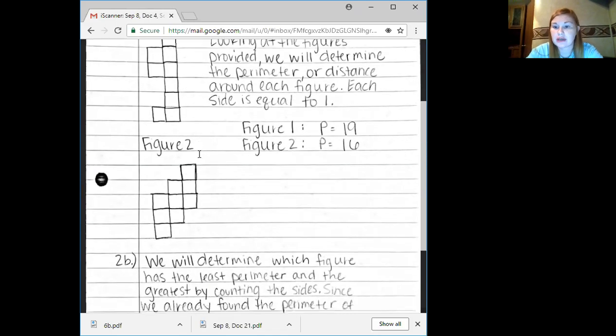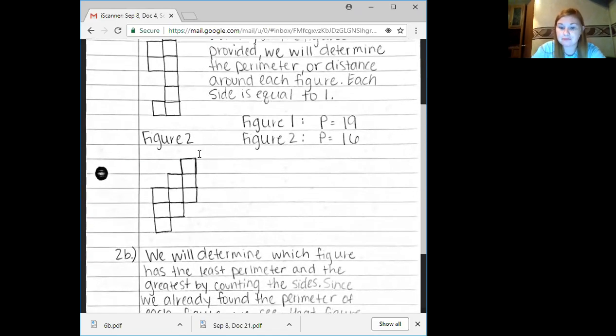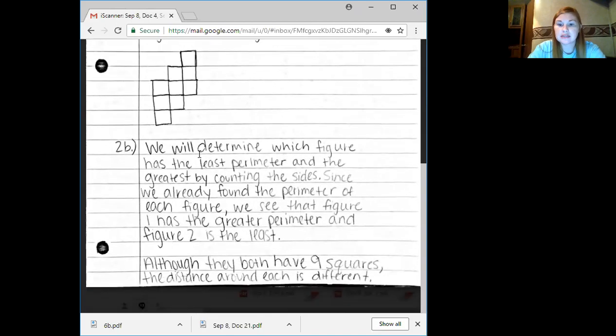Figure 2, we're going to look at that one as well. It would be 16. And then it asks us to determine which figure has the least perimeter and the greatest by counting the sides. And since we've already found the perimeter of each figure, we see that figure 1 has the greatest perimeter and figure 2 is the least. Although they both have 9 squares in total, the distance around each figure will be different. So that is why 1 has the greatest perimeter.